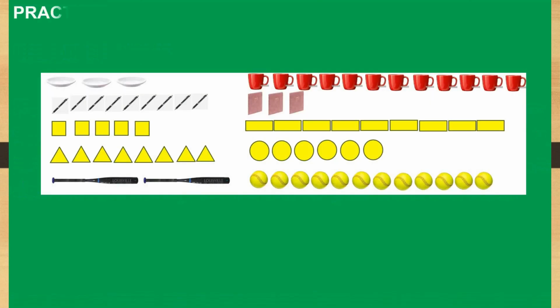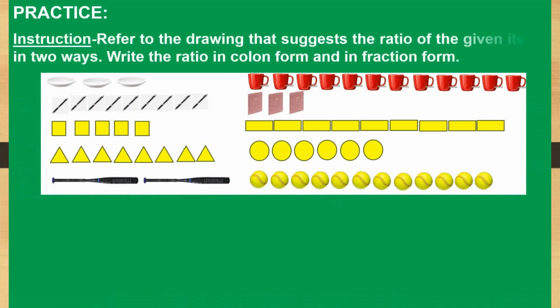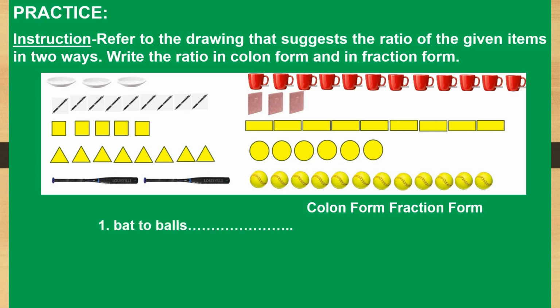Let's have some practice exercises. Here is the direction: refer to the drawing that suggests the ratio of the given items in two ways. Write the ratio in colon form and in the fraction form. Just see and observe the pictures or the drawings, because you're going to write the answers in colon form and in fraction form. Then later, I'll check your work.